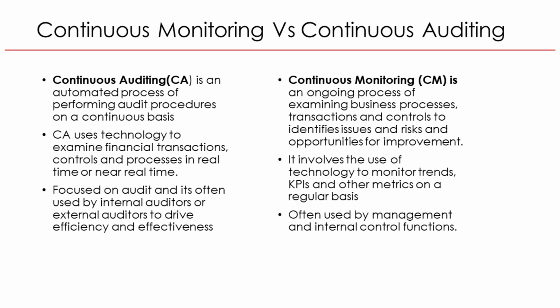Example: an internal auditor sets up a CA tool to automatically review all expense claims submitted by employees. If the system finds claims that exceed policy limits or are missing receipts, it immediately alerts the auditor for follow-up instead of waiting until the next audit cycle.